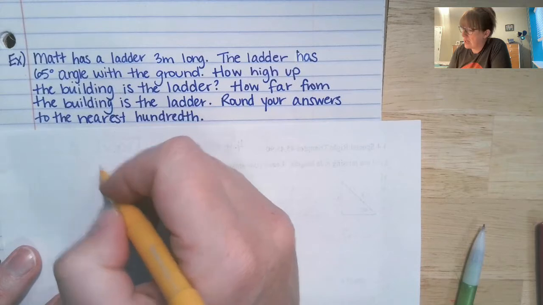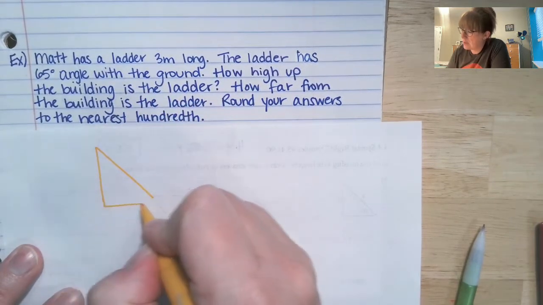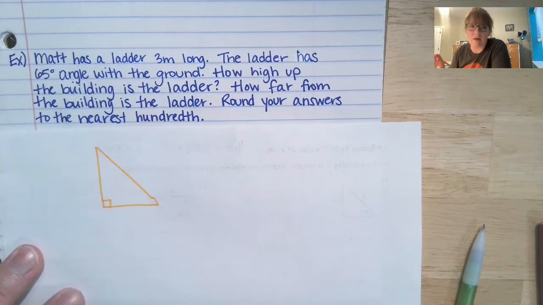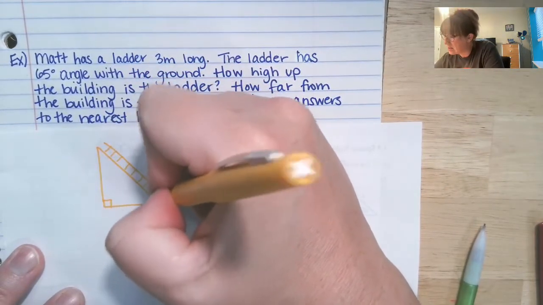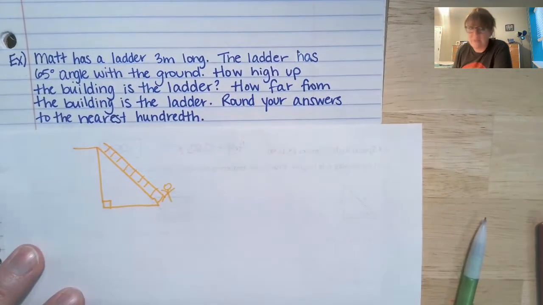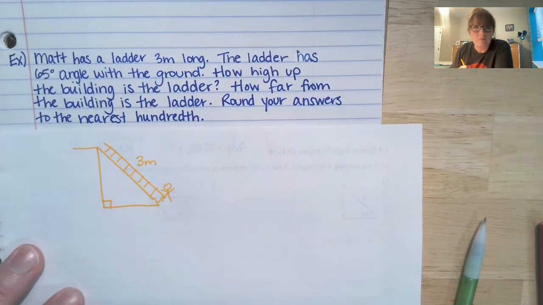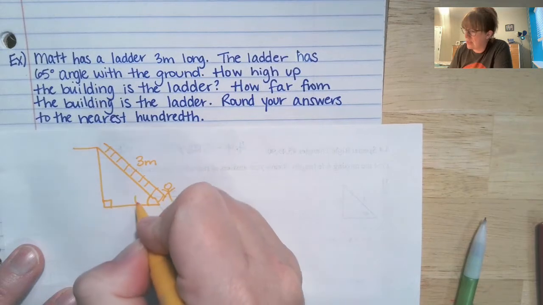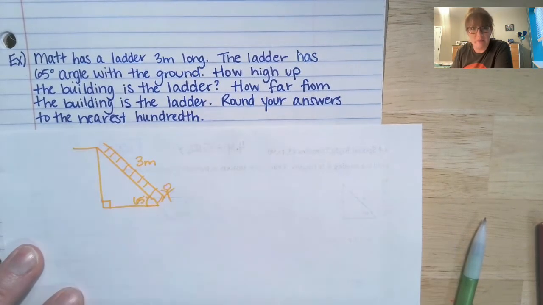So let's go ahead and draw our triangle a little different, because it doesn't have to be. As long as it's right, it doesn't matter how we're making it, right? So let's say, here's our ladder. This is our building. Here's Matt. Okay, so the ladder is 3 meters, and it has an angle with the ground of 65 degrees. So it's this guy. If it said it had an angle with the building of 65, it would be up here, okay?